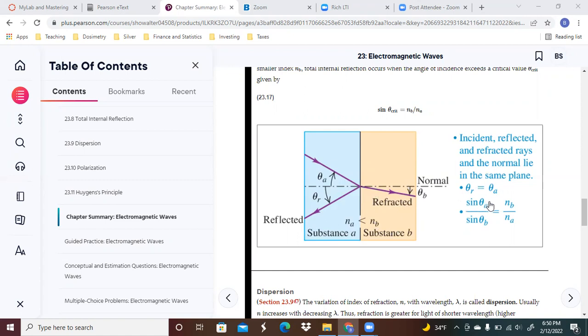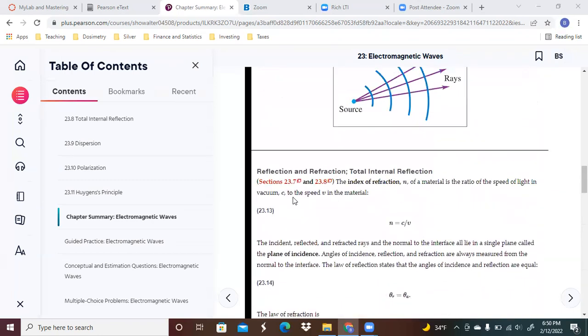So this is what you are seeing here, that the angle of reflection and the angle of incidence here are going to be the same. And the ratio of the sines of angles A and B is going to be equal to the ratio of the index of refraction here divided by the index of refraction here. So those are going to be the major takeaways from these two sections.